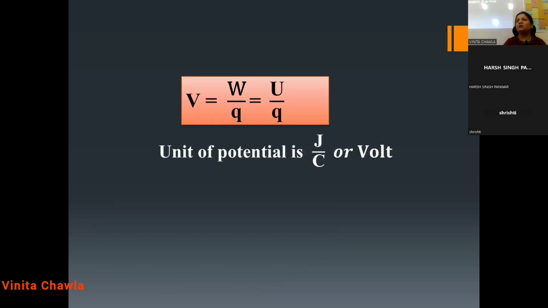What is the unit? It's joule per coulomb or volt. Unit of work done is joule and that of charge is coulomb, so it is joule per coulomb or volt.